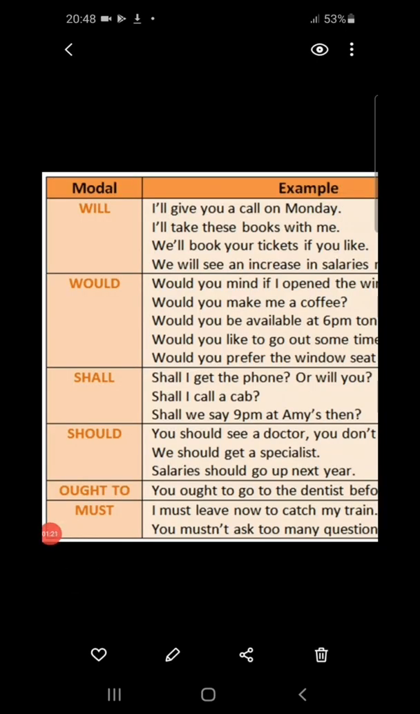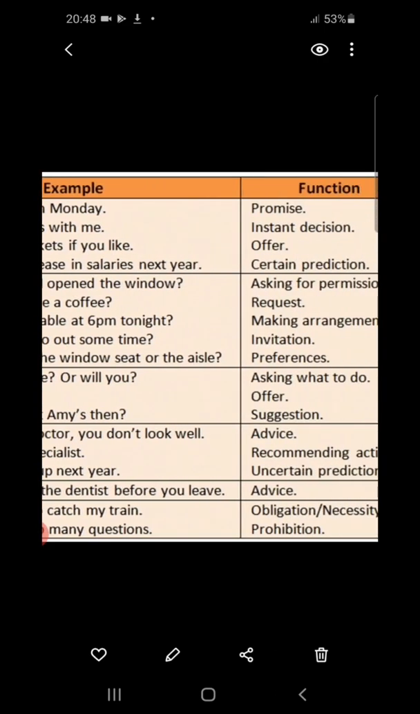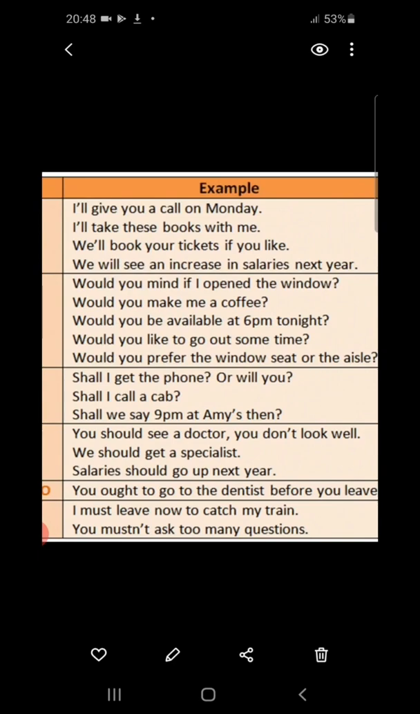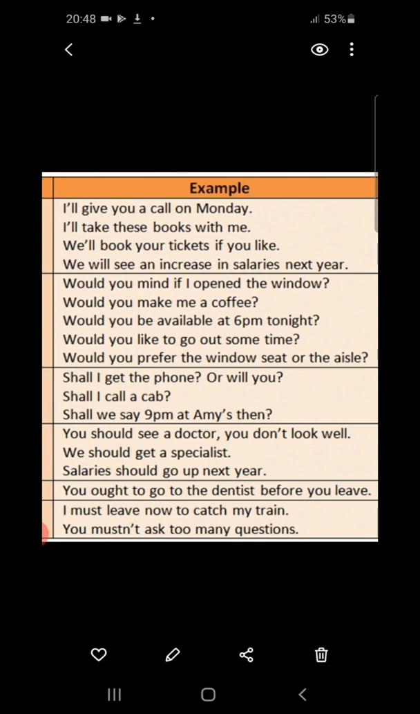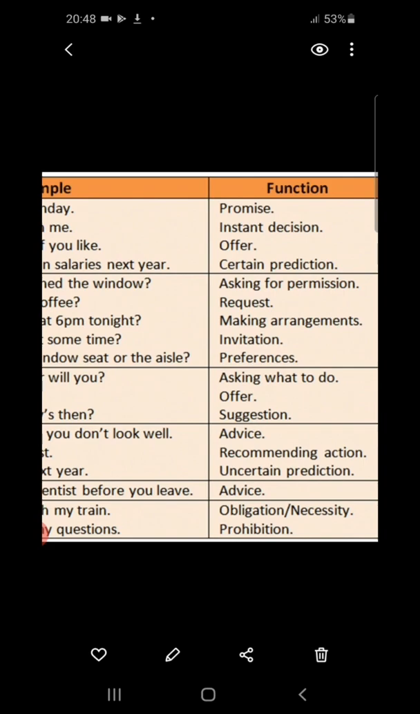Will. See the example. I will give you a call on Monday. Next, I will take these books with me. First one is promise. I will give you a call on Monday. So that is basically a promise. Next one. I will take these books with me is an instant decision.